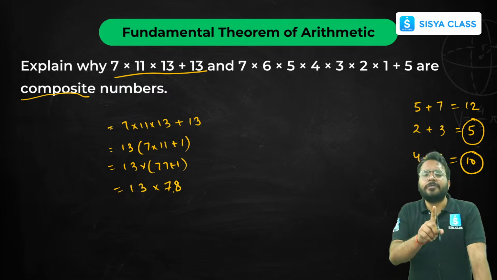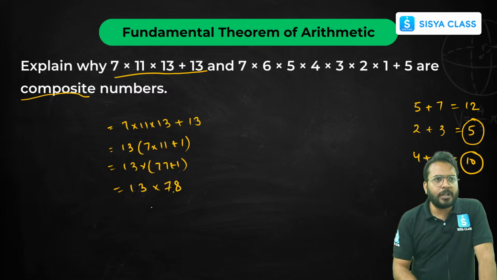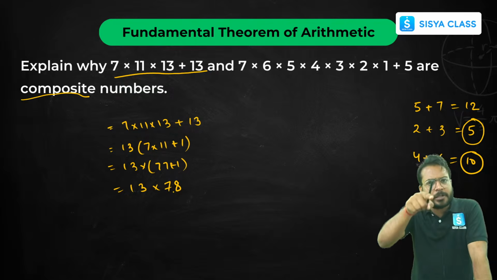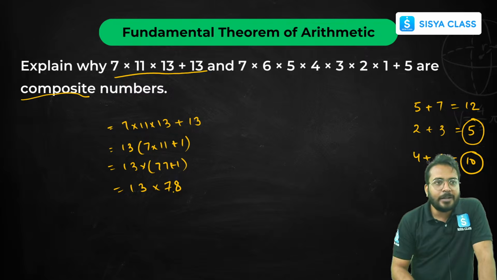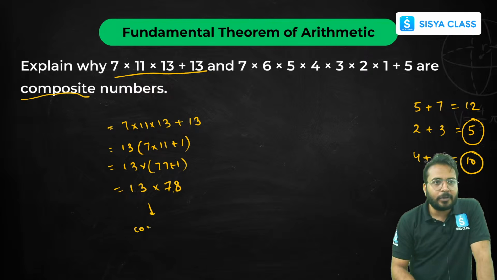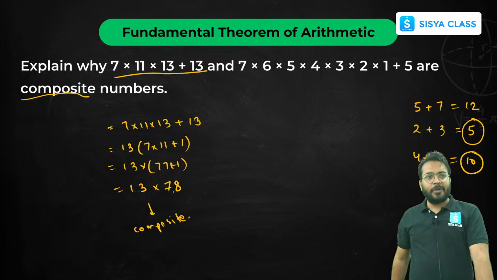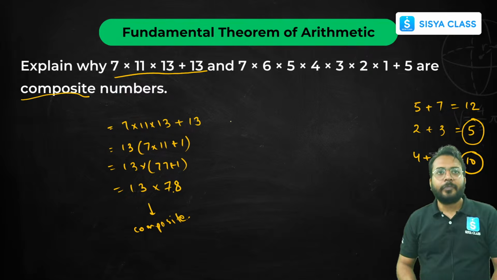But what I am saying is that whatever number you get, it is going to be at least divisible by 13. 13 is a prime number, and that's why it is a composite number. Yes, okay, it is a composite number. All right, acha.